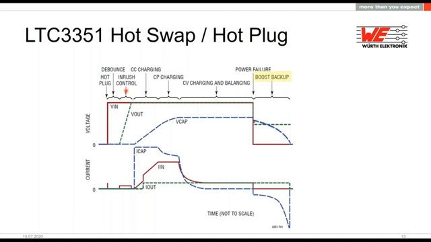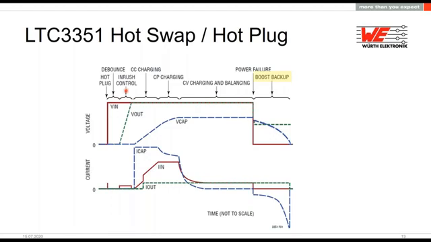Turning on the hot swap to charge the capacitance on the output. So not the supercapacitor bank, but it charges the output capacitor from the V out in a controlled way, during which time both the input current and the rise rate of the output are controlled.